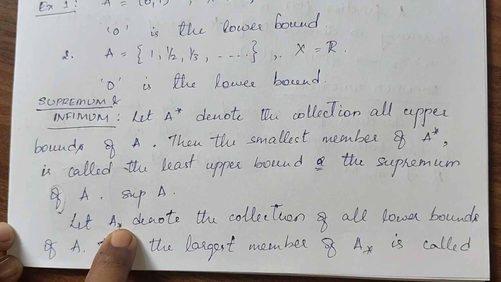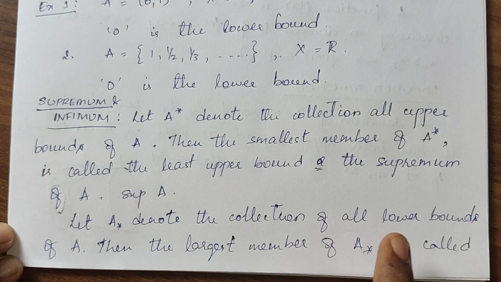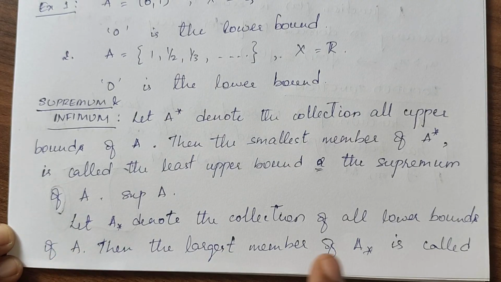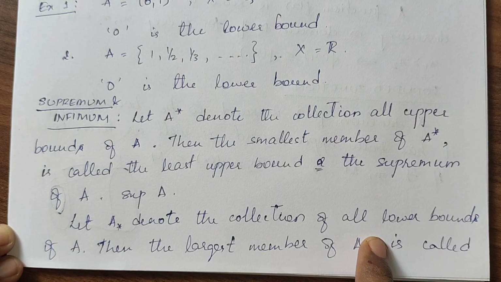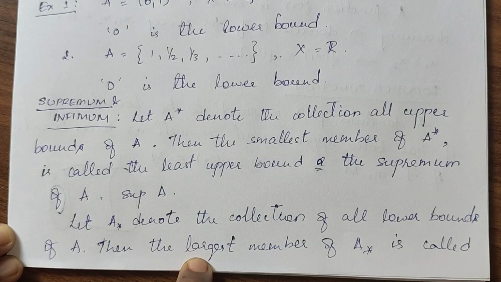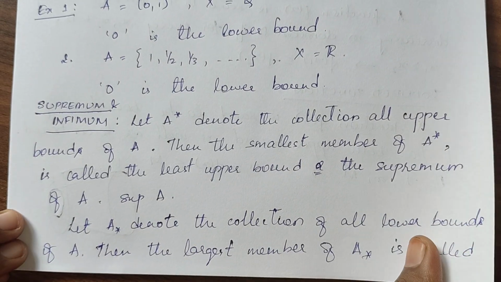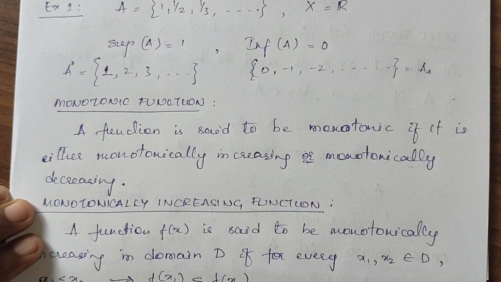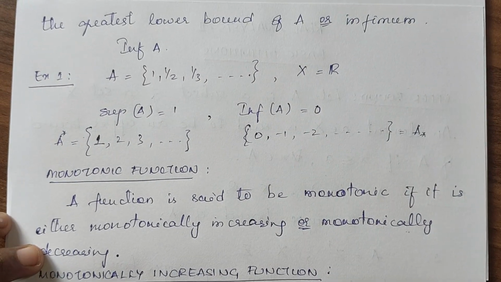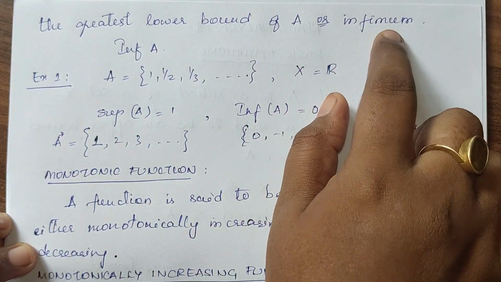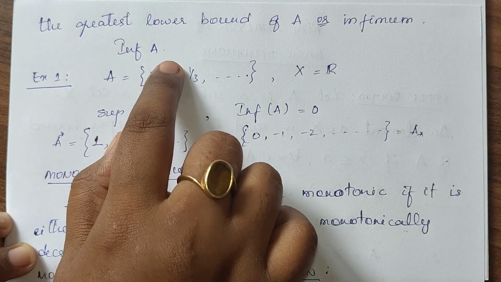And let A subscript star denote the collection of all lower bounds of A. See, here I have taken all lower bounds and put them in a set. The largest member of A star is called the infimum, that is the greatest lower bound of A. So that is the greatest lower bound of A, or it is also called the infimum, and it is denoted by infimum of A.